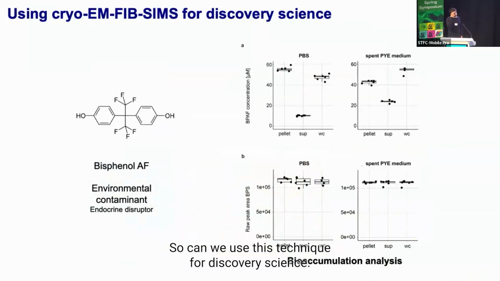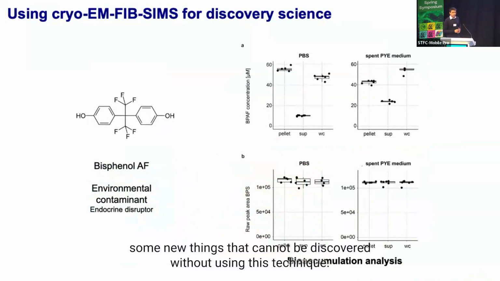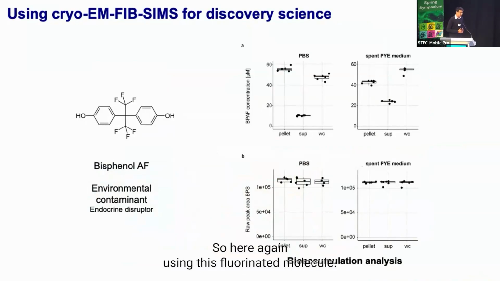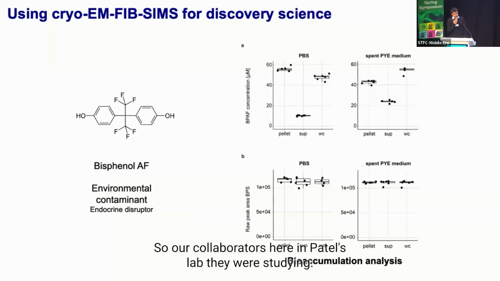So I think this is the last experiment I'm going to tell you about. Can we use this technique for discovery science? Can we discover some new things that cannot be discovered without using this technique? So here again, we're using a fluorinated molecule. This is bisphenol AF, which is used in the plastics industry. I believe it's been banned in the EU because of its disruptive effects. It's an endocrine disruptor. It's an environmental contaminant.